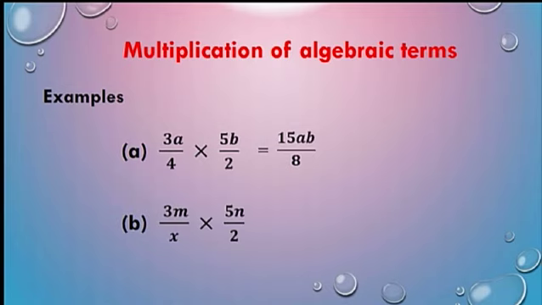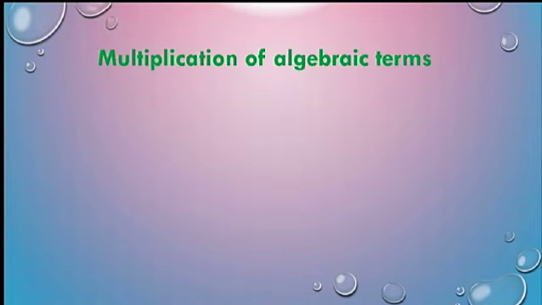Another example, here again, you're going to multiply the numerators, then the denominators. 3m times 5n is 15mn, and x times 2 is 2x. Let's see another example on multiplication of algebraic terms. pq over 5 times 5q over 2p.